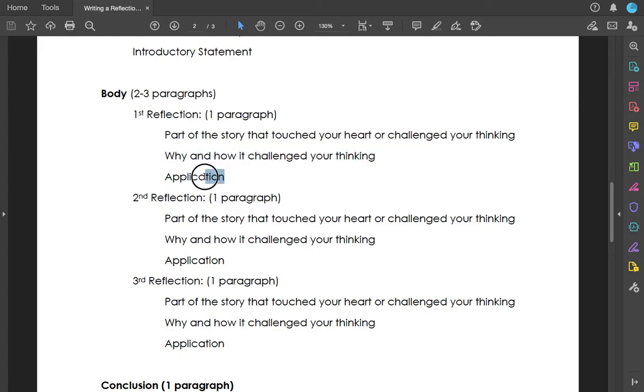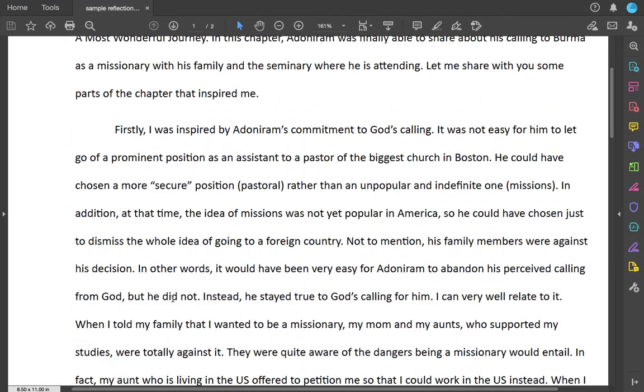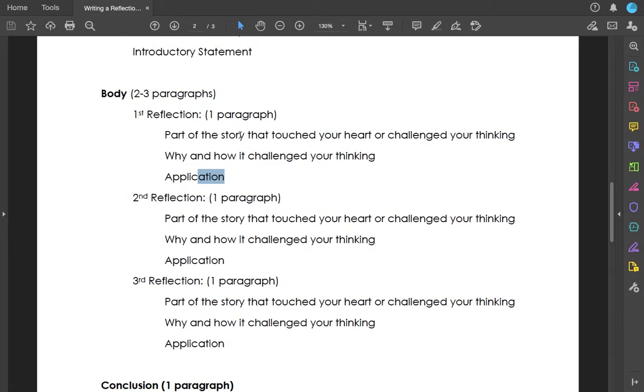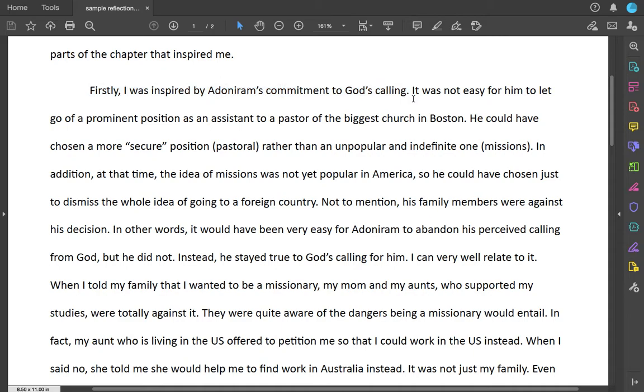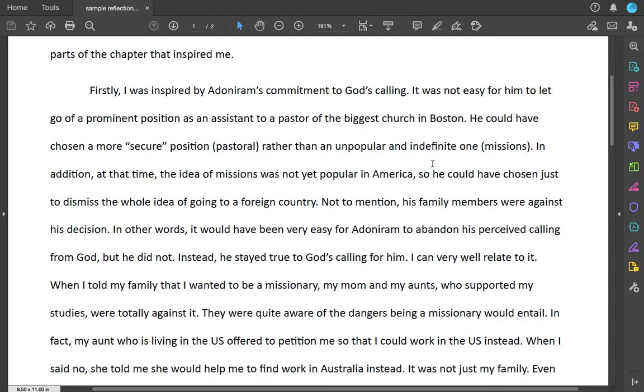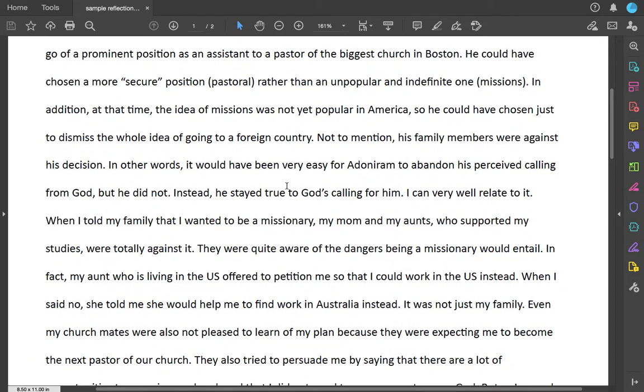Afterwards, you can talk about the application. So that's what I did here, right? Firstly, I was inspired by Adoniram's commitment to God's calling. Yeah, so this is the part I was reflecting on. The part of the story that touched my heart or challenged my thinking. Yeah, so there goes my reflection. It was not easy for him to let go of a prominent position as an assistant to a pastor of the biggest church in Boston, and so on.